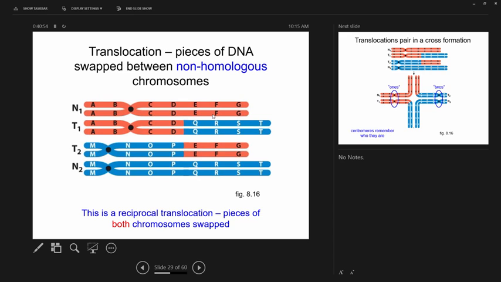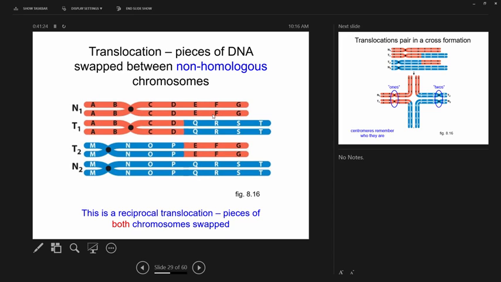And that repair mechanism says, uh-oh, something really bad's happening, I better jam these back together or the cell's going to have to die. What happened here is the piece that broke off the blue chromosome gets stuck onto the red one, and the piece that broke off the red chromosome gets stuck onto the blue one. Again, you're subject to position effects here.